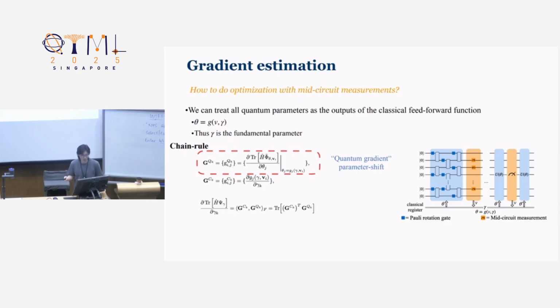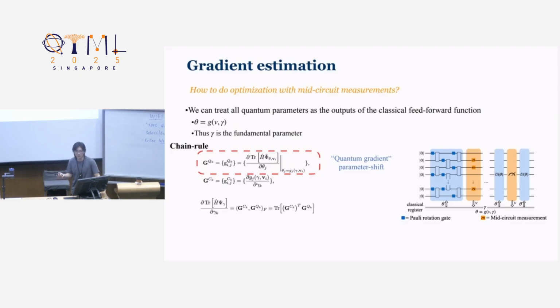So here is how we deal with these mid-circuit measurement outcomes. Basically we divide the parameters into two different kinds. The first kind is the parameters in this blue area, theta. Basically they are just the parameters on these quantum gates. But actually they are not fundamental or independent parameters, because they should depend on the previous measurement outcomes, labeled here by V. So we are just treating them like the output of some classical feed-forward functions labeled by G. And because we want to tune this G, or tune this circuit, we need some parameters to control this G, labeled by gamma here. So gamma is the fundamental parameter we want to optimize.